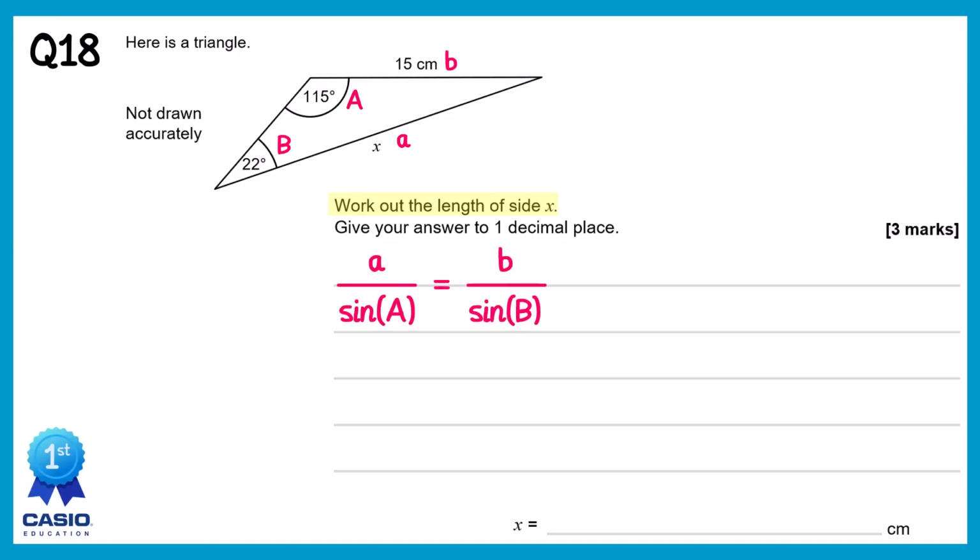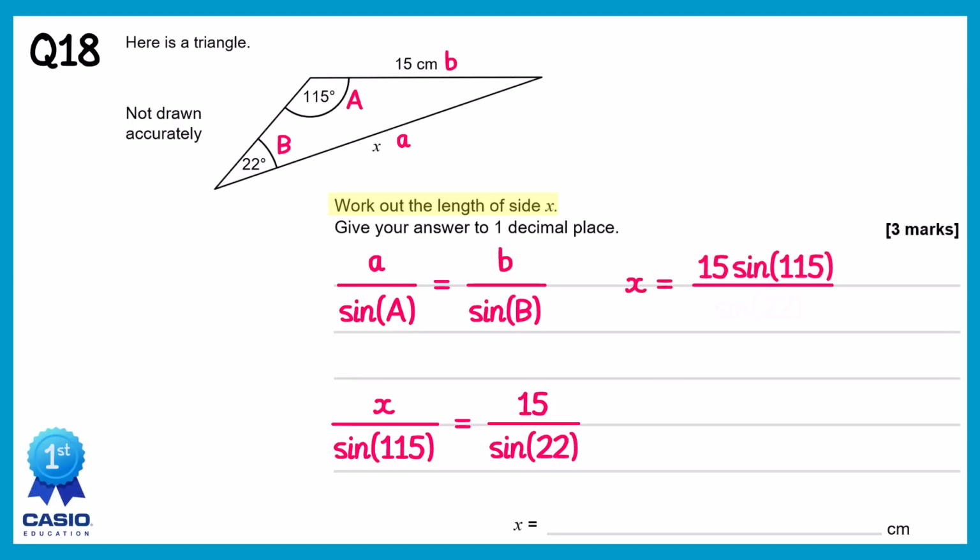The value of a is x, the one we're trying to find, so x over sine of A, so sine 115, equals b, which is 15, over the sine of B, which is sine 22. We then multiply both sides by sine 115 to get x equals 15 sine 115 over sine 22. If you type this into your calculator, you'll find the value of x is this. The question wants the answer rounded to one decimal place though, so it'll be 36.3.